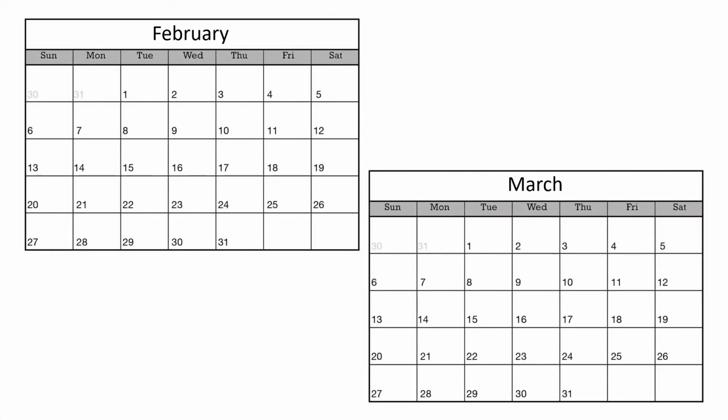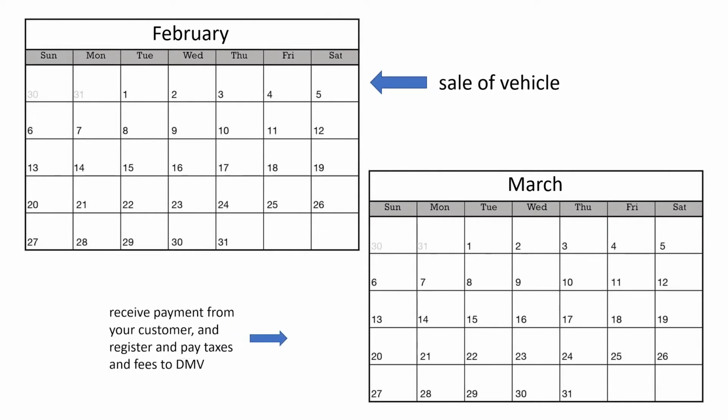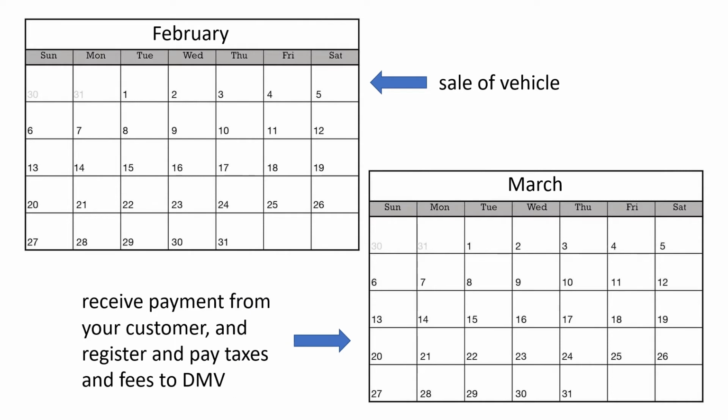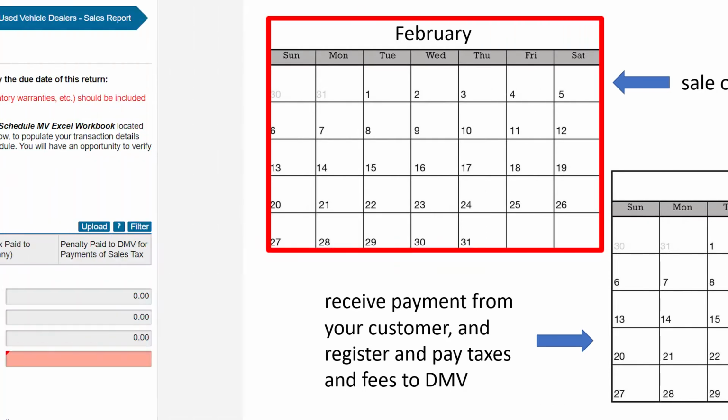Tax is due when the sale occurs, and not when the payment is received or the registration of the vehicle is reported to DMV. If you sell a vehicle in February, receive payment from your customer in March, and register and pay the taxes and fees to DMV in March, you must report your sale on your February return.